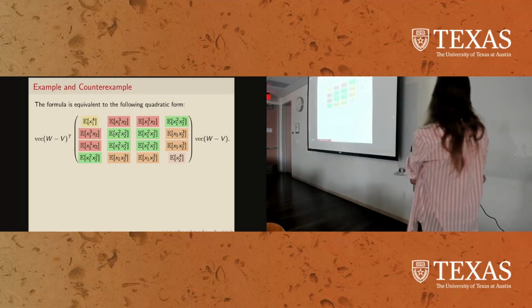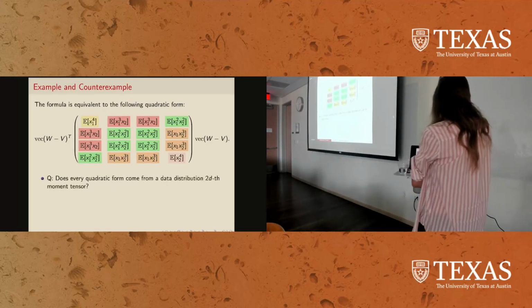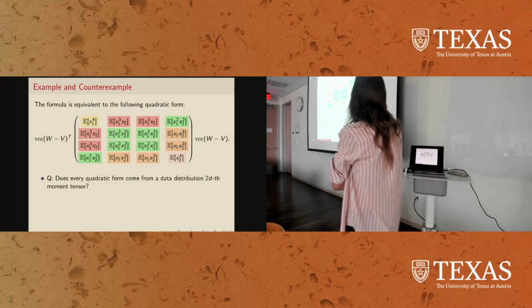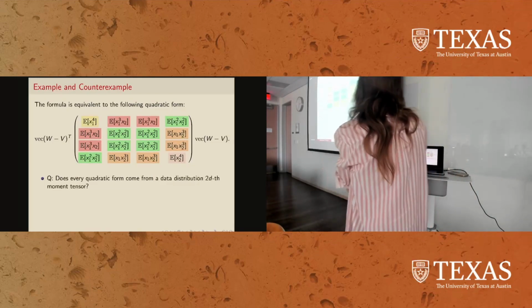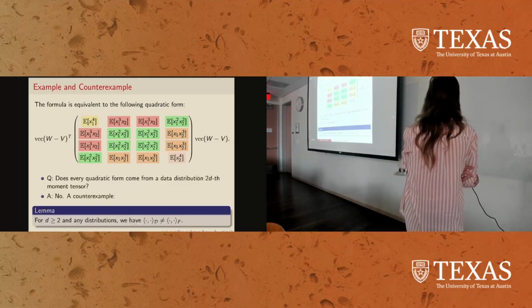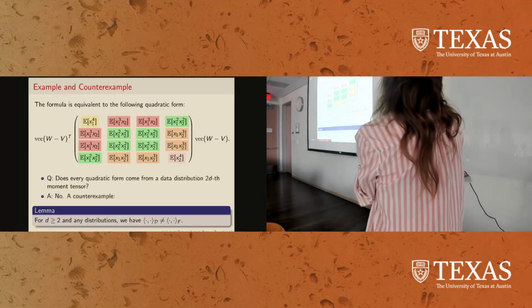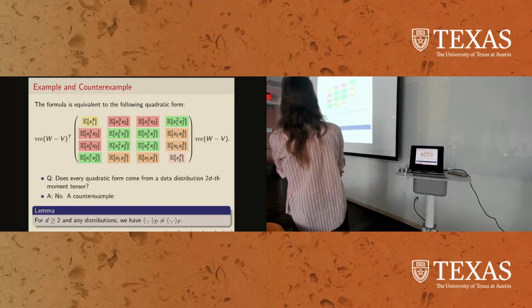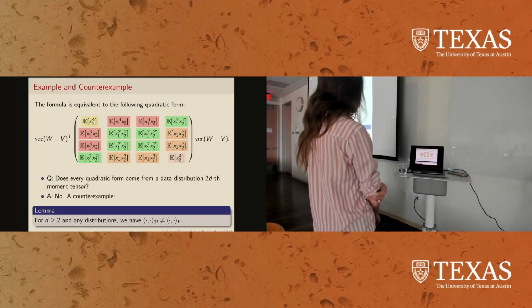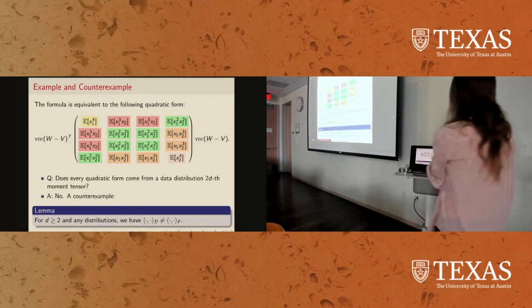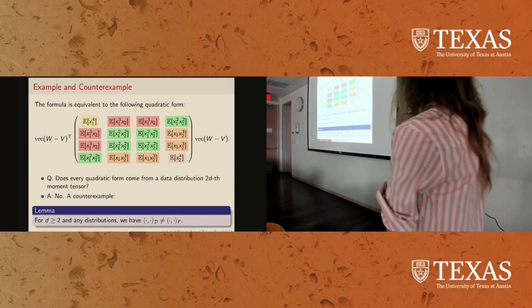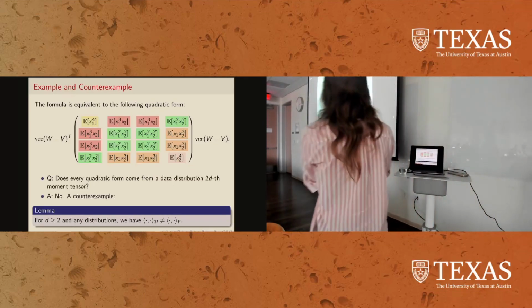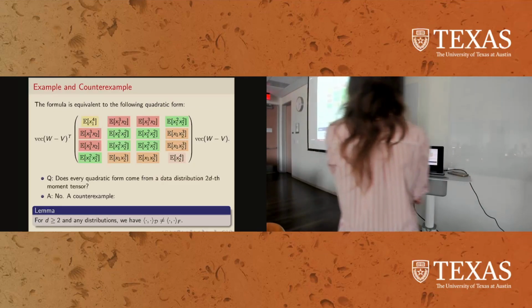Okay, so now you may ask, well, do all quadratic forms come from some data distribution? That would be very, very nice, but the answer is no. And the counterexample is actually the Frobenius inner product. There does not exist a distribution such that the Frobenius inner product is a flattening of some 2D tensor. And this is the first time when we see the Frobenius inner product being somewhat special.